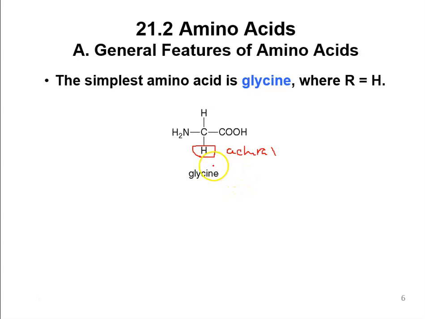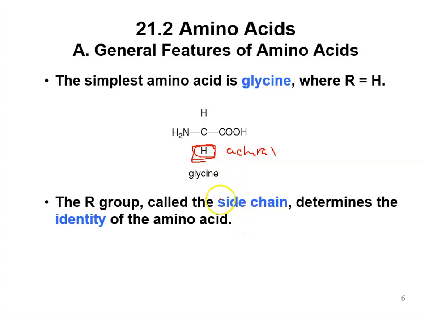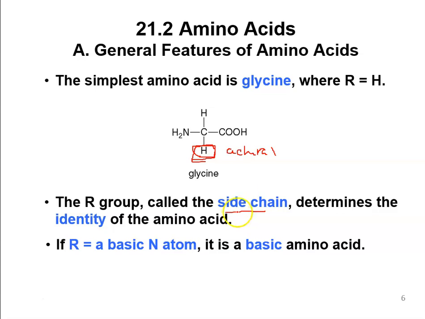In this class, you will not have to memorize all 20 R groups. If you do take a biochemistry class or a molecular biology class in the future, a more advanced class, they might make you memorize them. But otherwise in this class, you can just have a list of all those. The R group is what's called the side chain. Our side chain is what identifies the amino acid that we have. So glycine is the one with the hydrogen, and there are other ones. There's serine and glutamine and tryptophan. All these are types of amino acids.